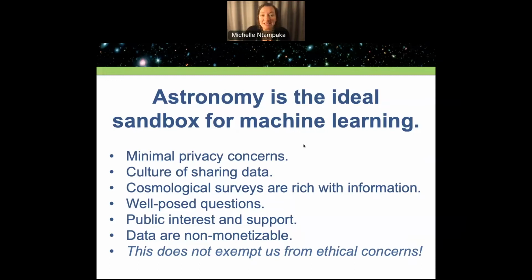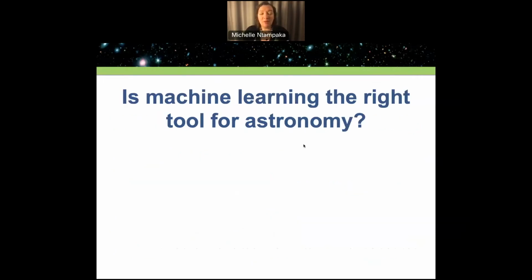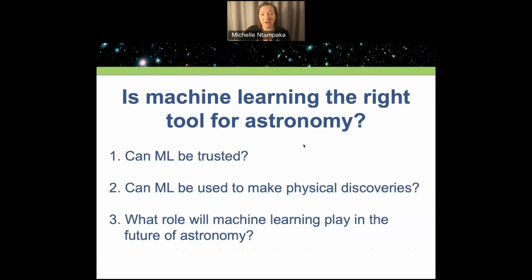And while that doesn't exempt us from ethical concerns, I think it does make astronomy just one of the best places to do data science in general and machine learning in particular. But one thing I think we need to wrestle through is the question of, is machine learning the right tool for astronomy? On short timescales, we need to be asking, can machine learning be trusted? So right now we should be assessing our models and trying to identify if these are trustworthy models or if we should be suspicious of the results.